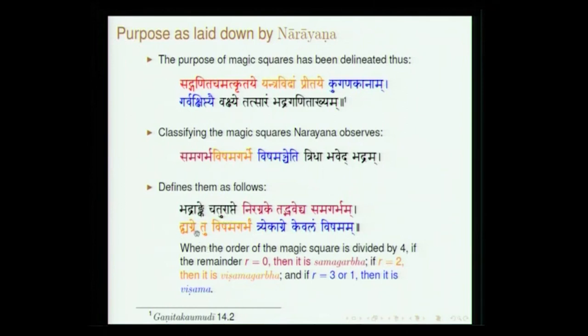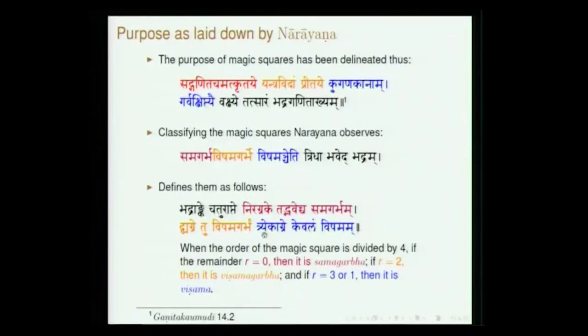"Dvyagre." By this time, most of you should be familiar with the word agra. Agra is remainder. Dvyagre: if 2 happens to be the remainder when you divide by 4, then it is called vishamagarbha. If 3 or 1, "trieka agre kevalam vishamam," you call it vishama. Fine.